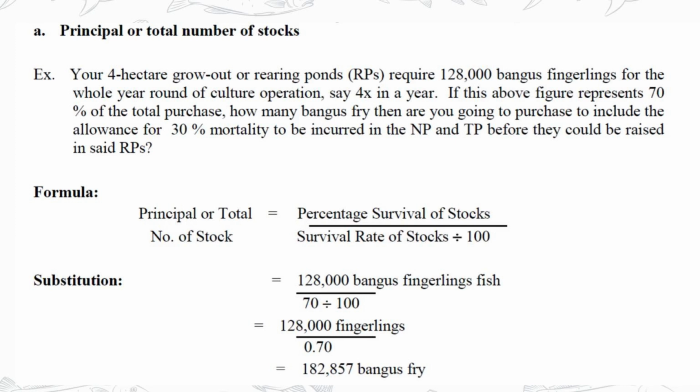For the formula, principal or total number of stocks is equal to percentage survival of stocks divided by survival rate of stocks divided by 100. For the given values, percentage survival is equal to 128,000 fingerlings, while the survival rate is 70%. Just substitute the values, then 128,000 fingerlings is divided by 0.70 to get 182,857 bangus fry.